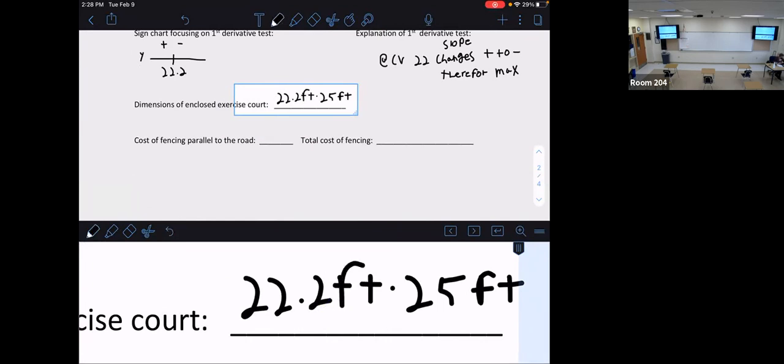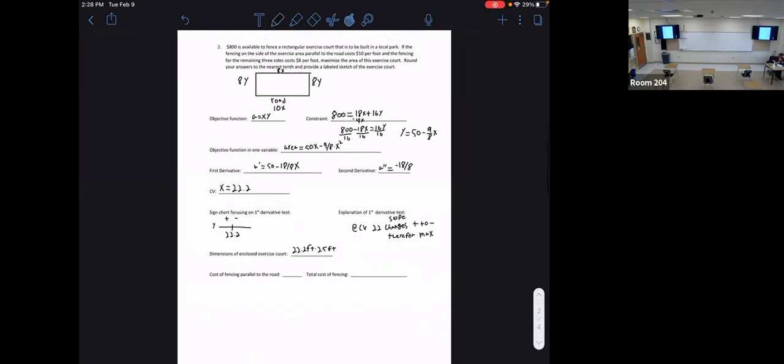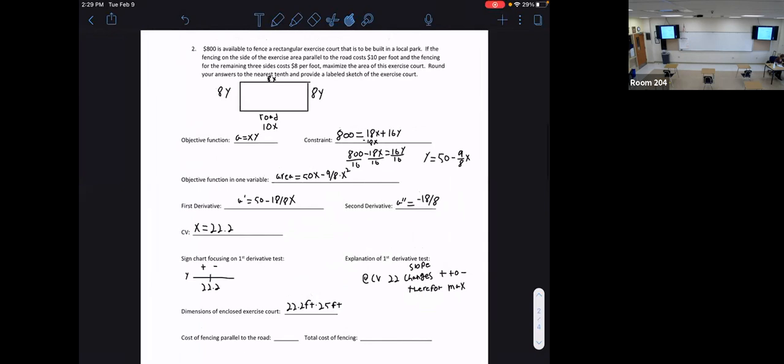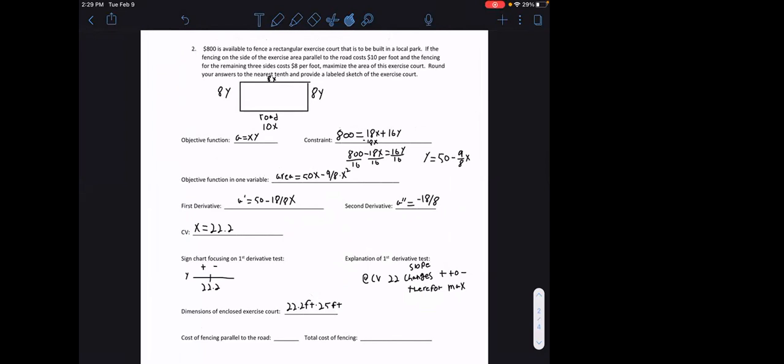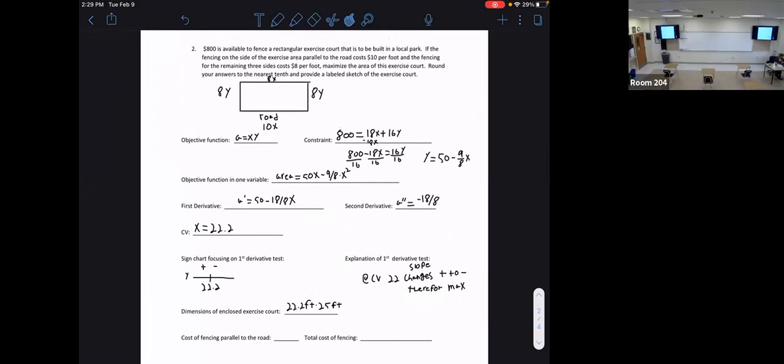Yes. Okay, so let's figure out what we have in terms of the cost of the fencing parallel to the road. So David, come back and let's do fencing parallel to the road. Okay, so we need to see the road is 10x and our x and y are there. What are you going to say to figure out the cost of fencing parallel to the road, David? You would do 22.2 times 10, right? That's it, perfect. So that's going to be 222.